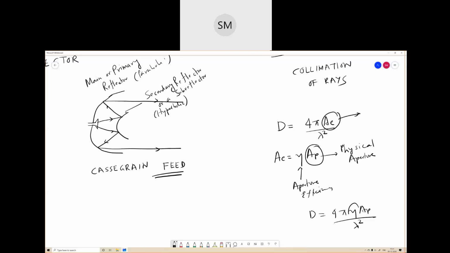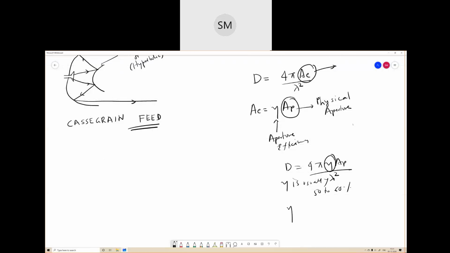So obviously the more the value of eta, the more the efficiency. For a single reflector antenna, eta is usually 50 to 60%. For Cassegrain, it is usually 60 to 70%. Is it okay? There are a lot of derivations and big equations, so those things are not required at this level. Just know how it works, that will be fine.